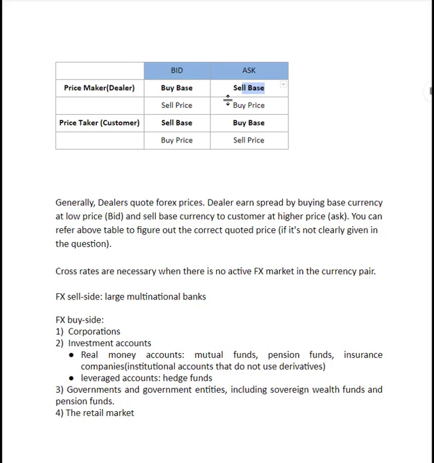they make the profit. And when we're talking about the customer, the price taker, when they have to sell the currency, they always sell it at the bid price, because their objective is not to make a spread. Their objective is to hedge against any unwanted fluctuations. So they sell it at the bid price, and they buy the same base currency at higher price. Vice versa for the price currency, we have it here.